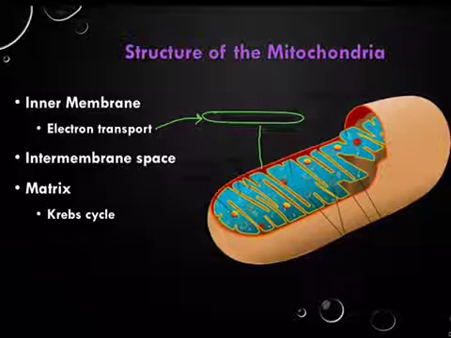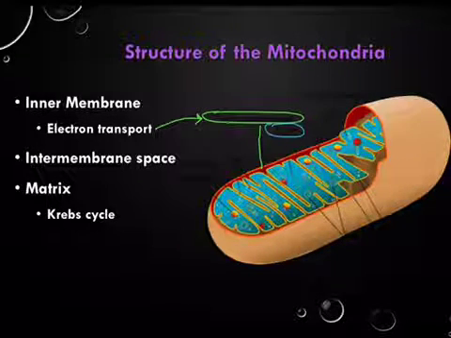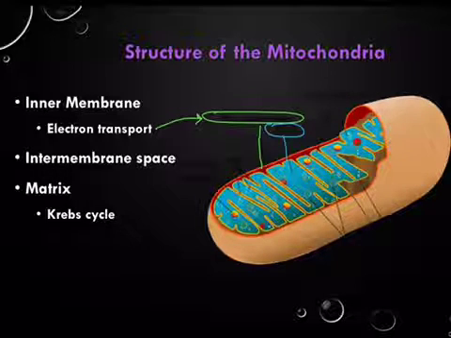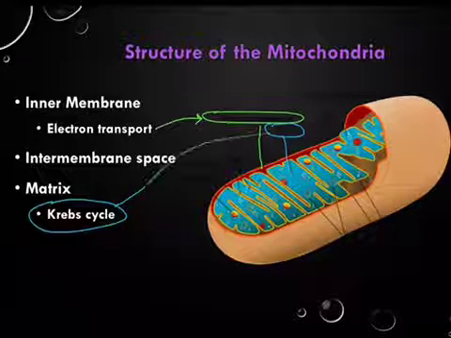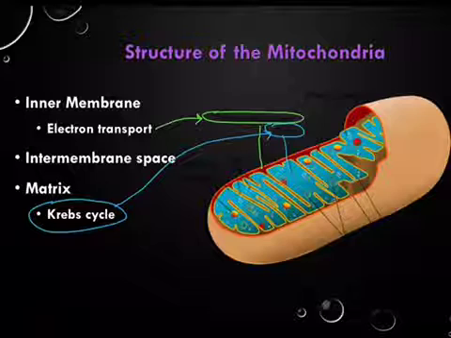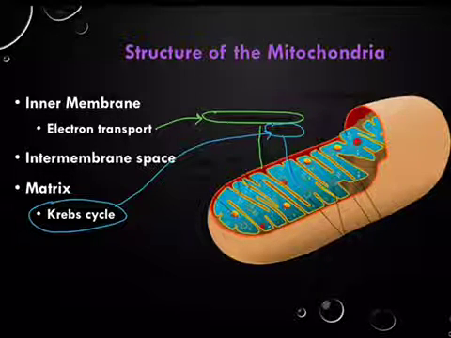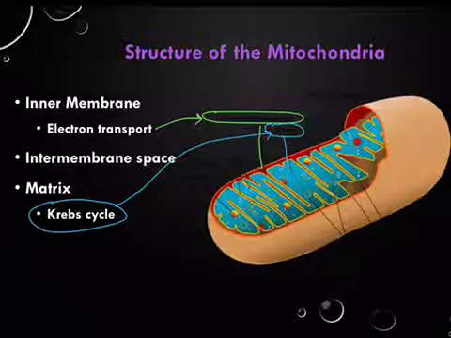And then the matrix, which is right here, we'll use a different color. The matrix is where the Krebs cycle occurs. I think the matrix looks like a swimming pool in the middle of the mitochondria. And then that inner membrane where the electron transport occurs is just the outside edges of the mitochondria.